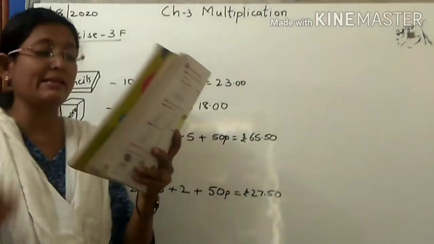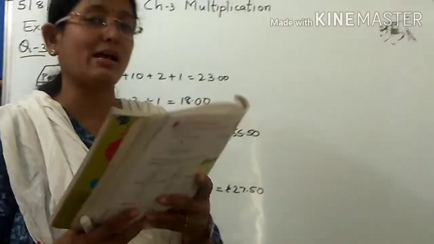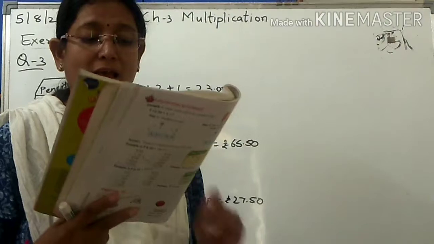Now A, B, C, D, like that 4 different questions are asked to you. The first one is A.